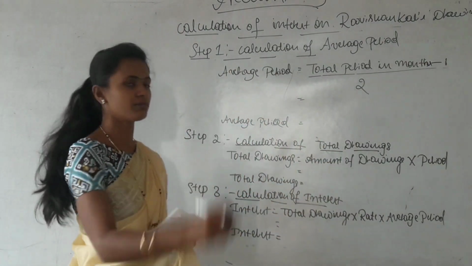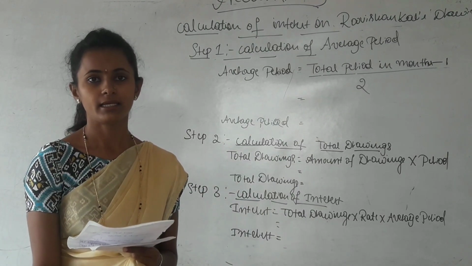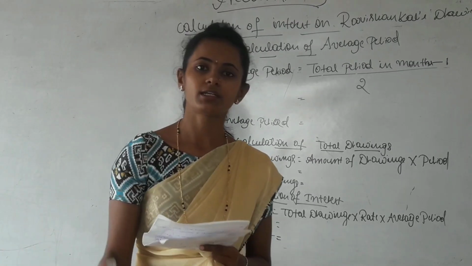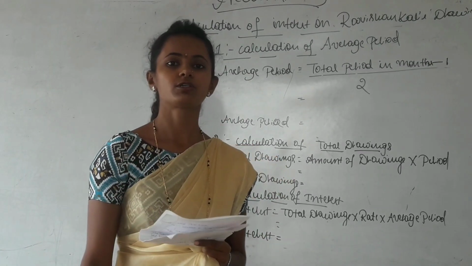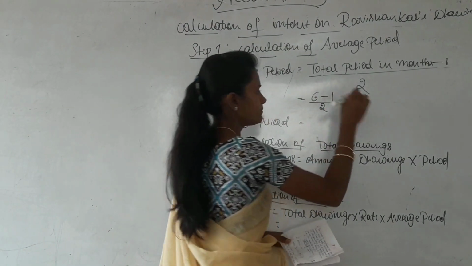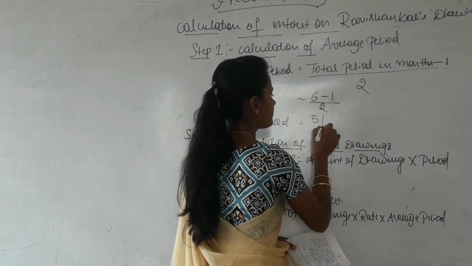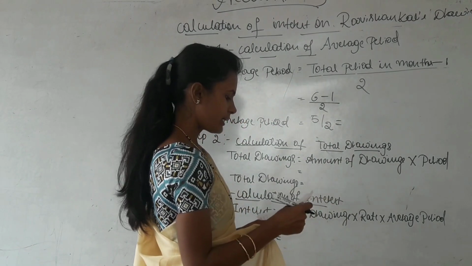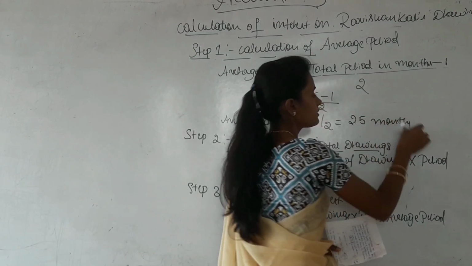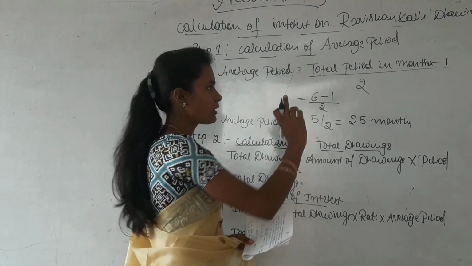Yes, -1 divided by 2. Again total period in months, how much is it here? Again 6 months. Why? Because here they have not given during the year, instead they have given half year. So when half year is given, of course it is 6 months, that is 6 minus 1 divided by 2. 6 minus 1 divided by 2 is nothing but 5 divided by 2. So 5 divided by 2 is nothing but 2.5 months. In 12 months our average period is 2.5 months.